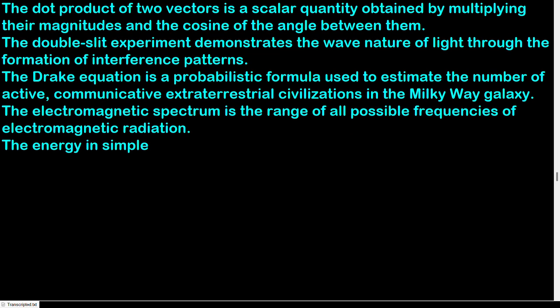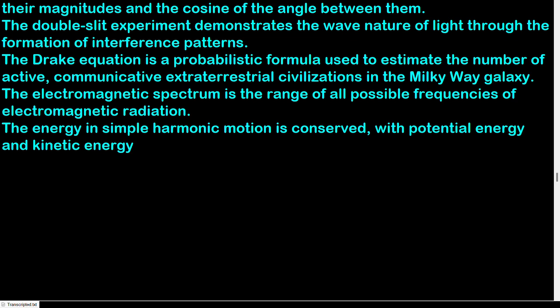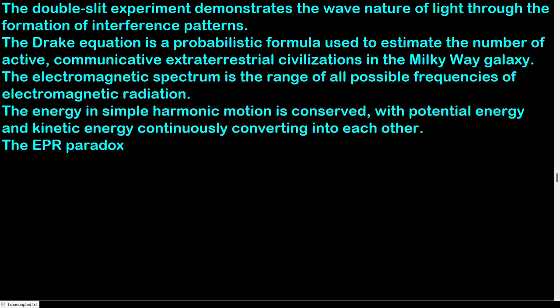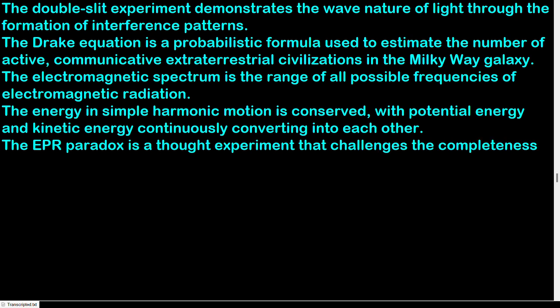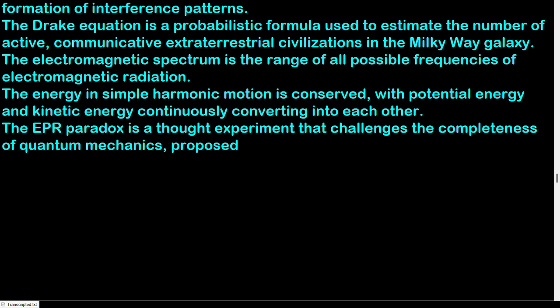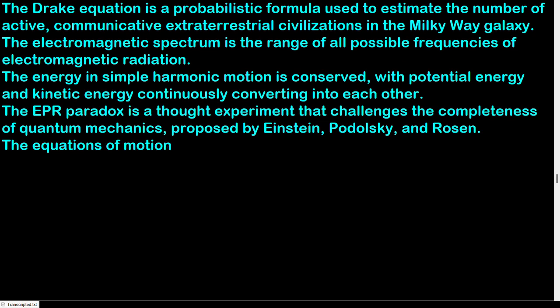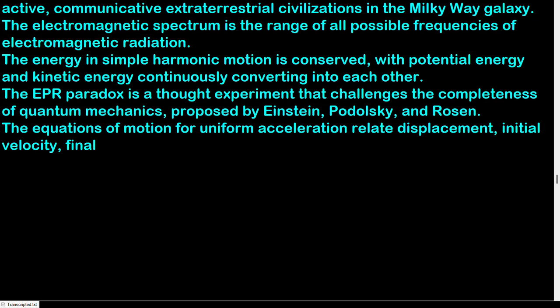The energy in simple harmonic motion is conserved, with potential energy and kinetic energy continuously converting into each other. The EPR paradox is a thought experiment that challenges the completeness of quantum mechanics, proposed by Einstein, Podolsky, and Rosen. The equations of motion for uniform acceleration relate displacement, initial velocity, final velocity, acceleration, and time.